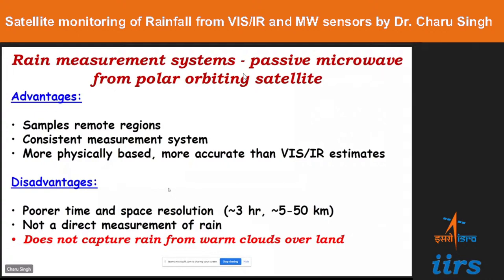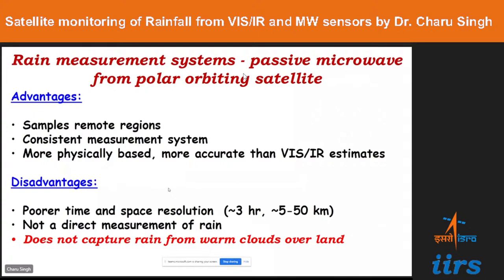And these advantages are: it samples the remote regions, it is a consistent measurement system, and the technique or the algorithm which is based on the passive microwave sensor is more physically based. It is more accurate than visible and IR estimates. But there are several disadvantages also. It gives us poorer time and space resolution. And it's not a direct measurement of rainfall.